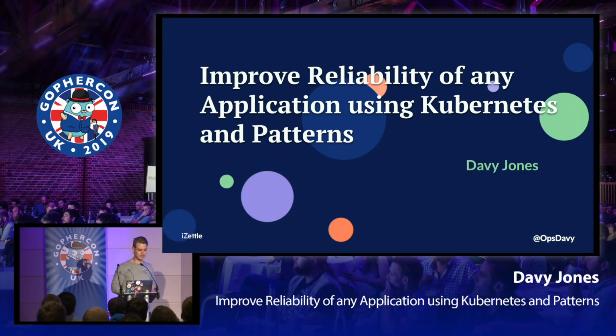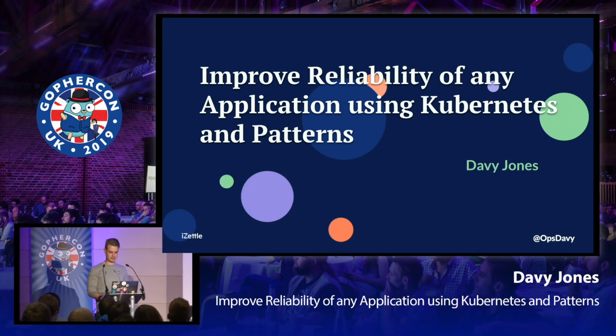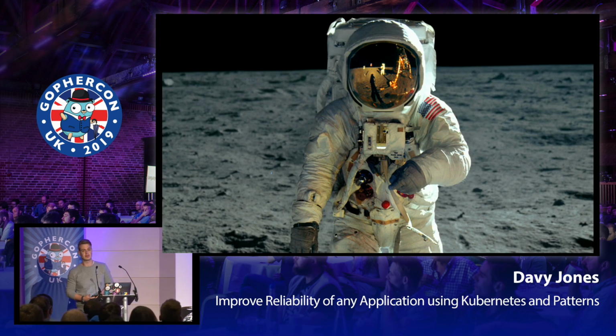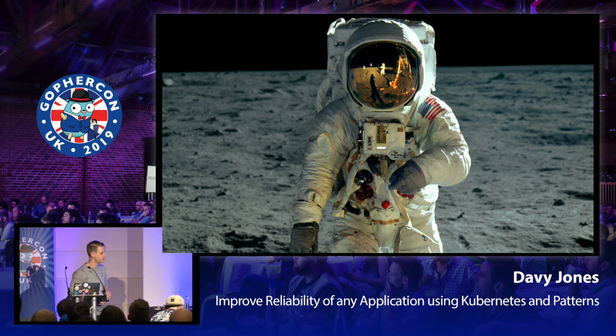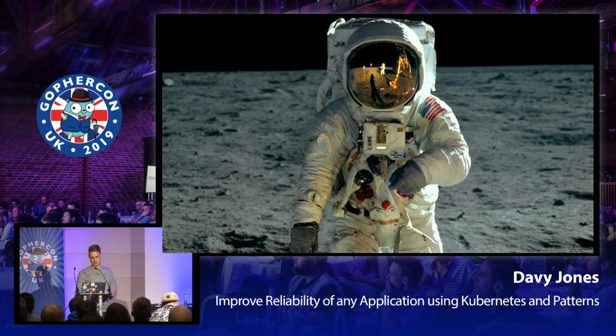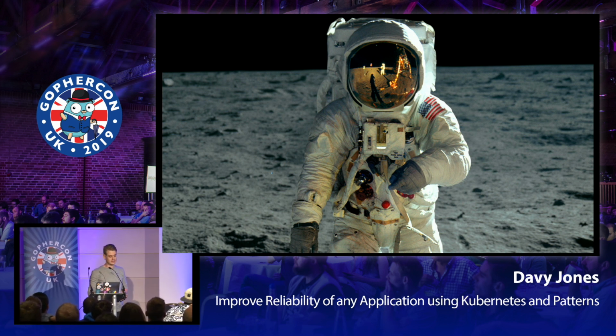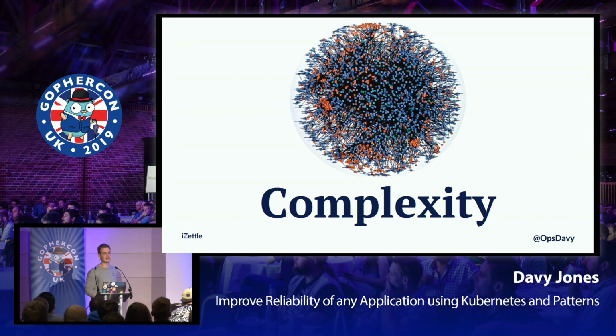So basically, we're going to talk a little bit about the reliability of applications and Kubernetes. So 50 years ago, man landed on the moon, and the system that took us there is a lot simpler than the systems that we generally build today. Our job as technical people is to manage complexity.